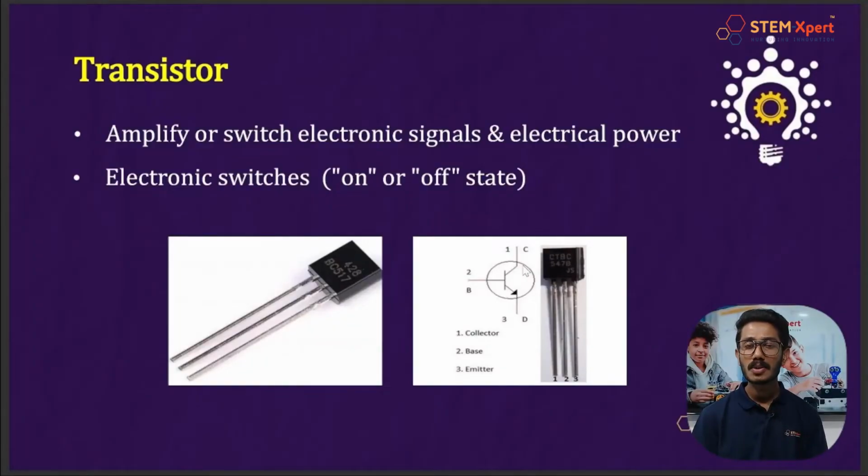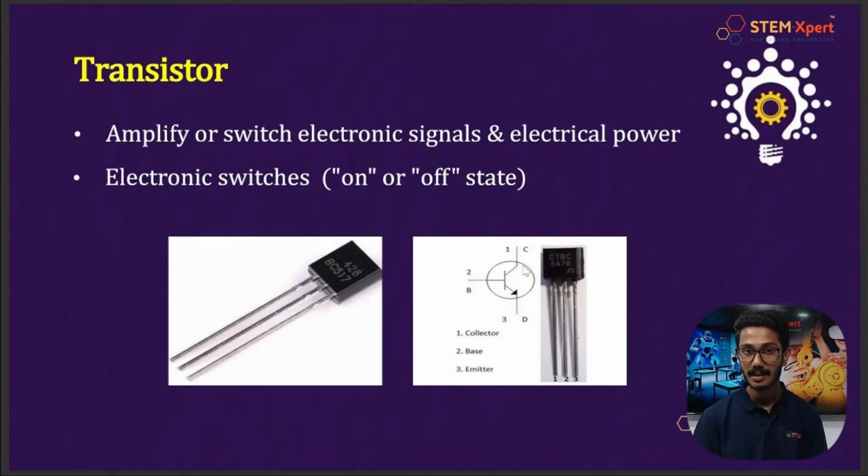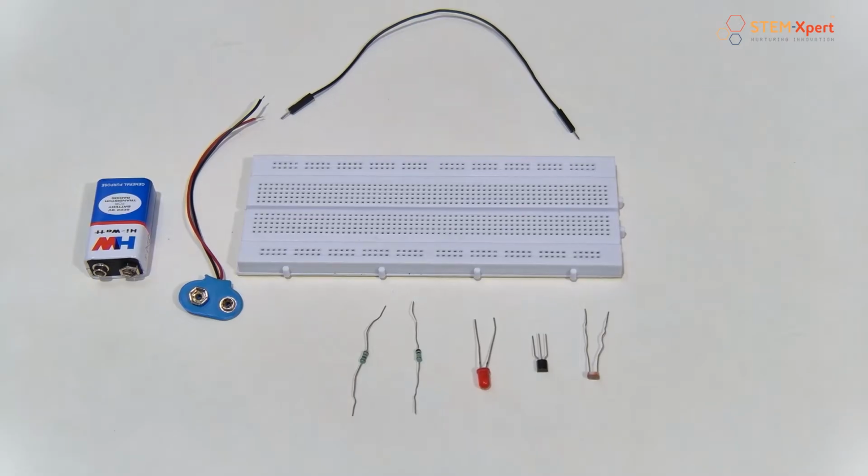I hope you have understood the concept of LDR and transistor. Now let's build our circuit together. Please take your components kit and I will let you know which components are required to build our automatic street light circuit. I hope you have all taken the electronic component kit and are ready to build our circuit, right? Okay, now let's familiarize ourselves with the components required to build our automatic street light circuit.